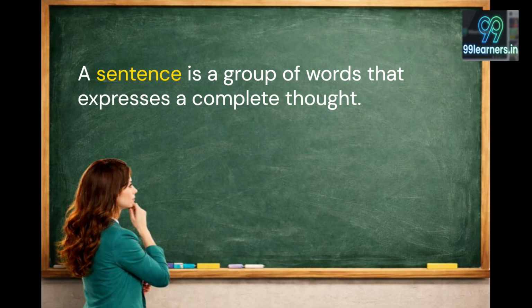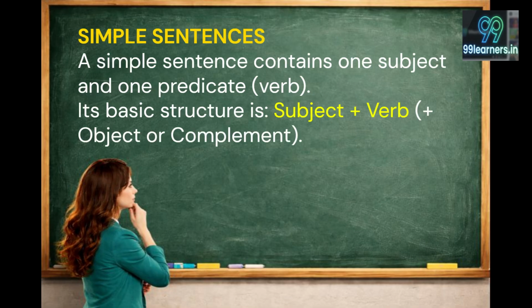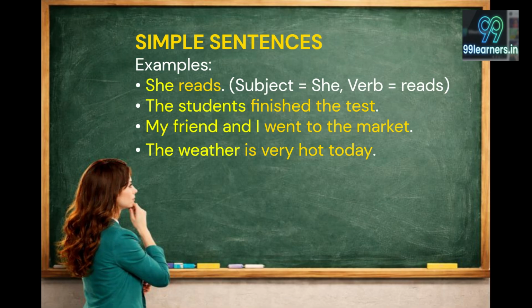Simple sentences. A simple sentence contains one independent clause, one subject and one predicate, verb, and expresses a complete thought. Its basic structure is subject plus verb plus object or complement. Examples: "She reads." Subject equals she. Verb equals reads. "The students finished the test." Subject equals the students. Verb equals finished. Object equals the test.